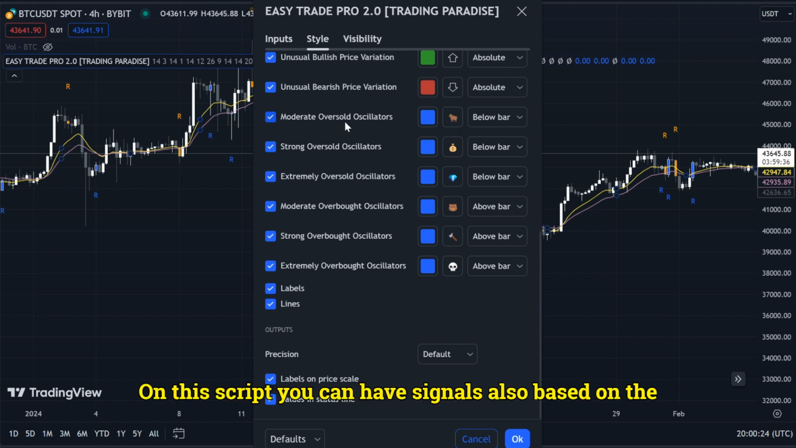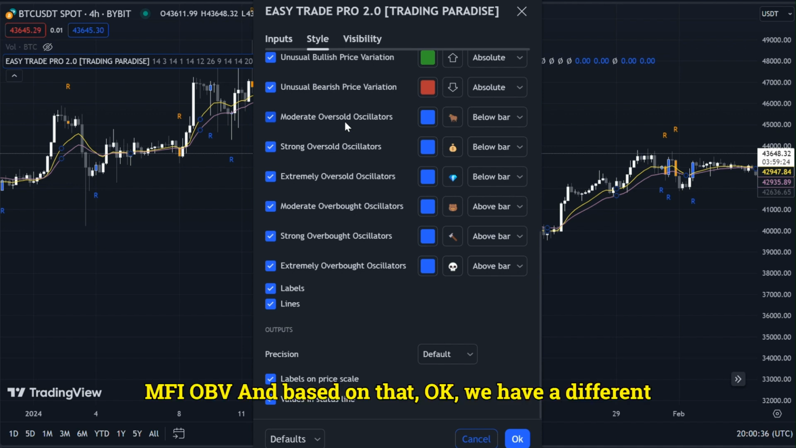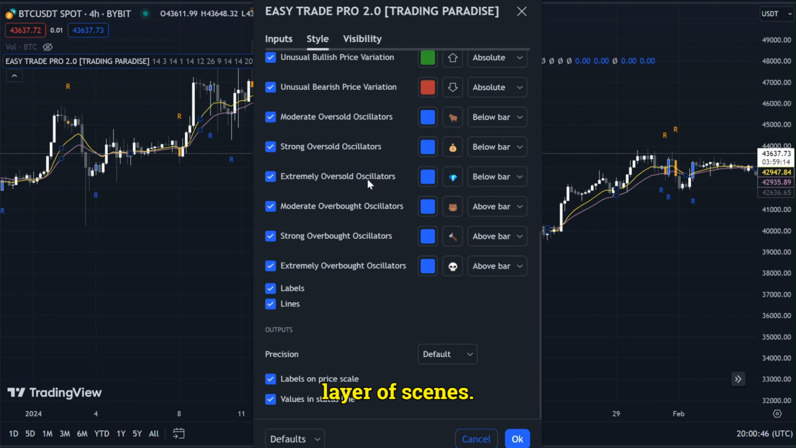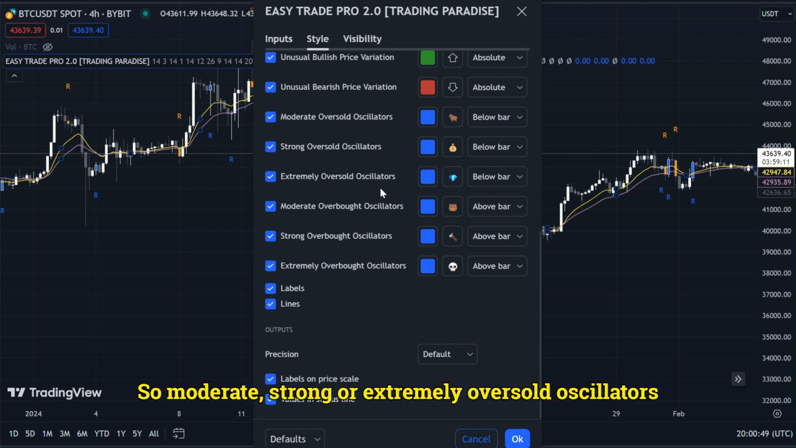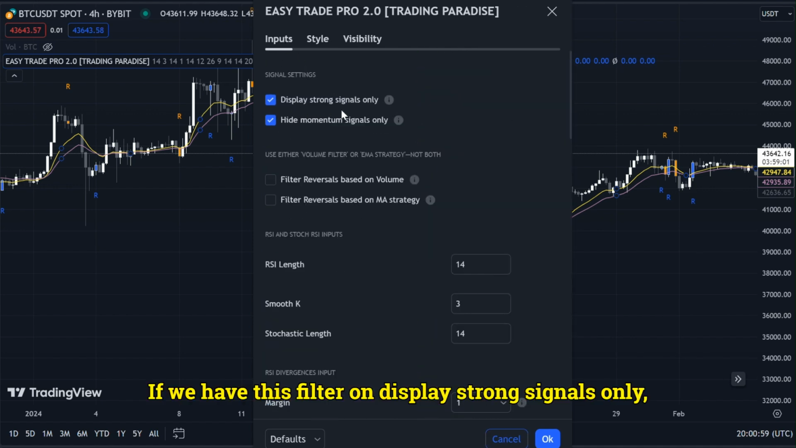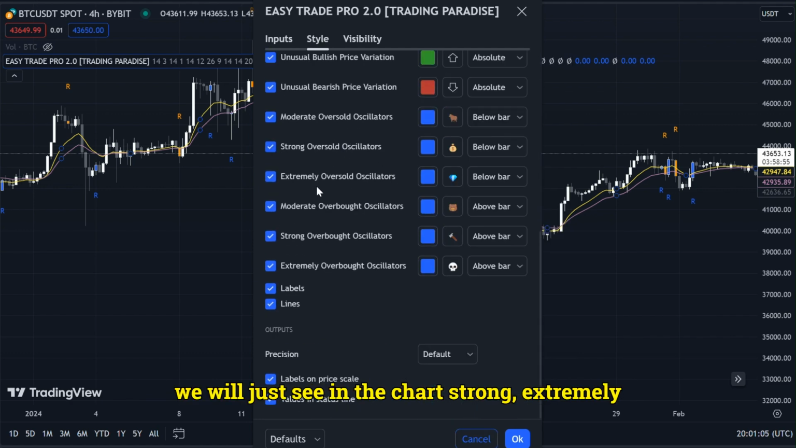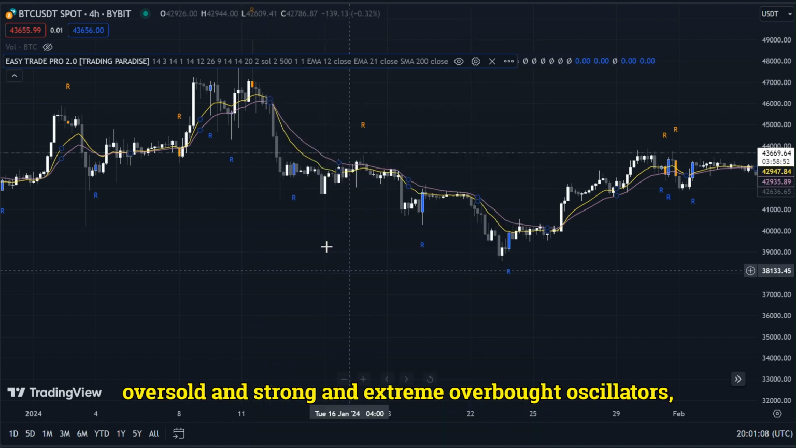On this script, you can have signals also based on the most popular oscillators combined in a custom way, which are RSI, stochastic RSI, MACD, DMI, MFI, okay, OBV. And based on that, we have different layers of signals. So moderate, strong, or extremely oversold oscillators, or moderate, strong, and extremely overbought oscillators. If we have this filter on, display strong signals only, we will just see in the chart strong and extremely oversold, and strong and extremely overbought oscillators.